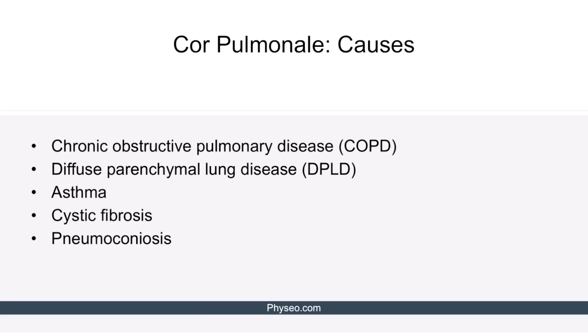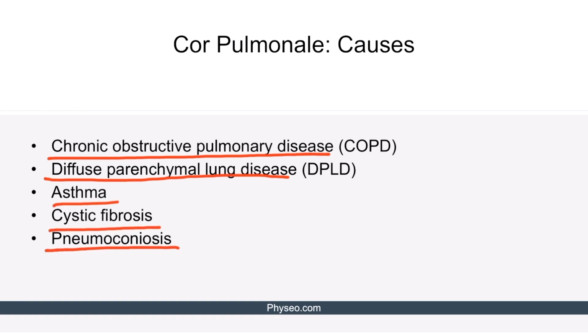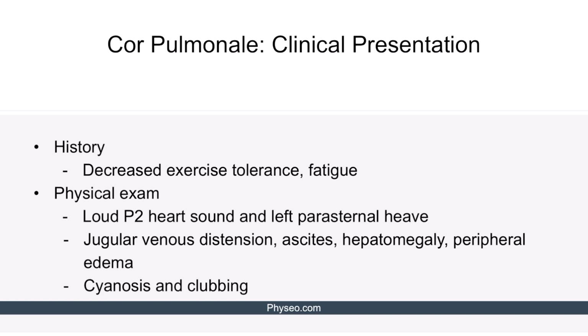These are the lung diseases commonly implicated in the pathogenesis of cor pulmonale. It's not a comprehensive list, but it demonstrates the pathophysiology well. Chronic obstructive pulmonary disease, diffuse parenchymal lung disease, asthma, cystic fibrosis, and pneumoconiosis can all result in hypoxia, which will initiate the pathway that we described on the previous slide. Let's move on to clinical presentation.